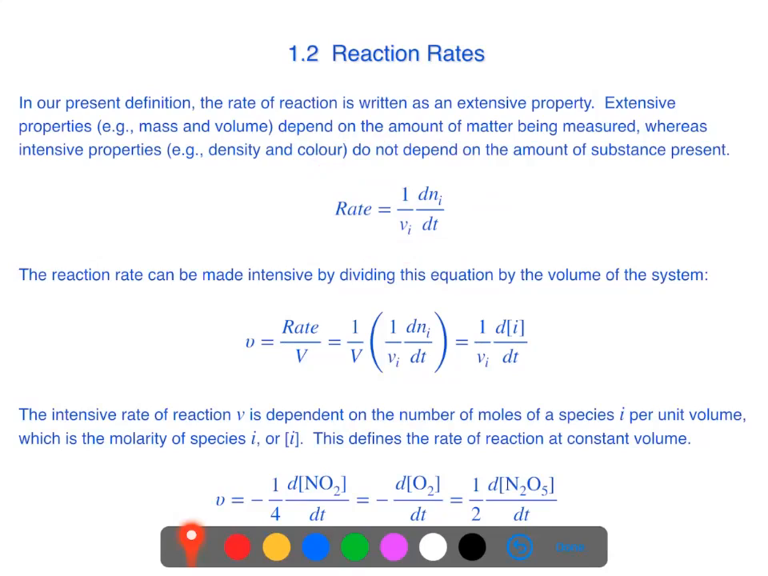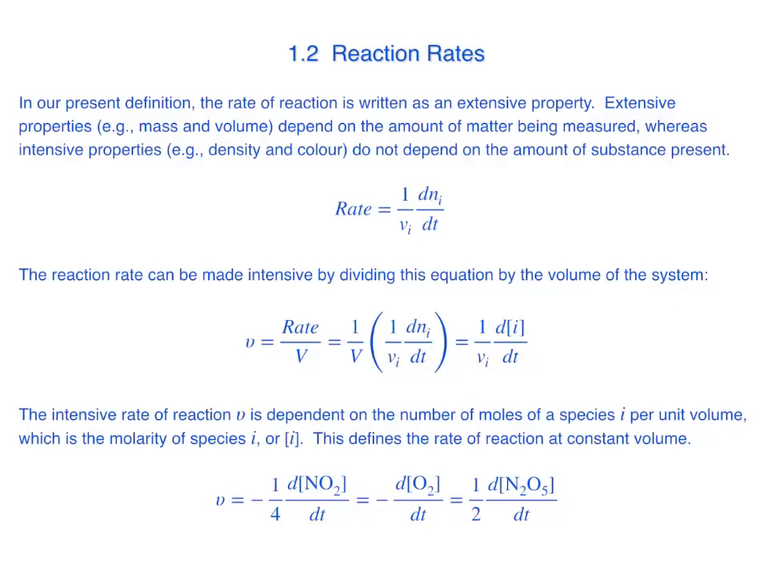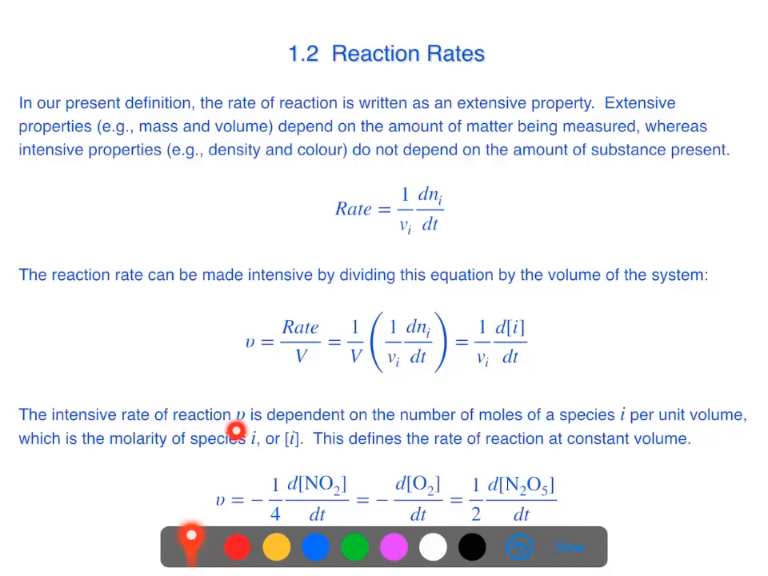Now we can make the extensive property intensive. The reaction rate can be made intensive by dividing this equation by the volume of the system. As a result, the intensive rate of a reaction given by epsilon is dependent upon the number of moles of a species i per unit volume, which is the molarity of the species, the concentration of the species. So this now defines the rate of the reaction at constant volume. And this is how we normally will express the rate of a reaction. We'll express it in terms of that change in concentration of either a reactant or a product with time.